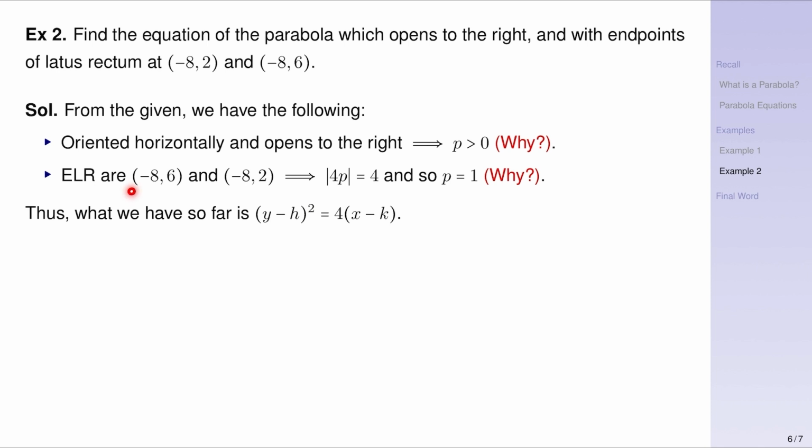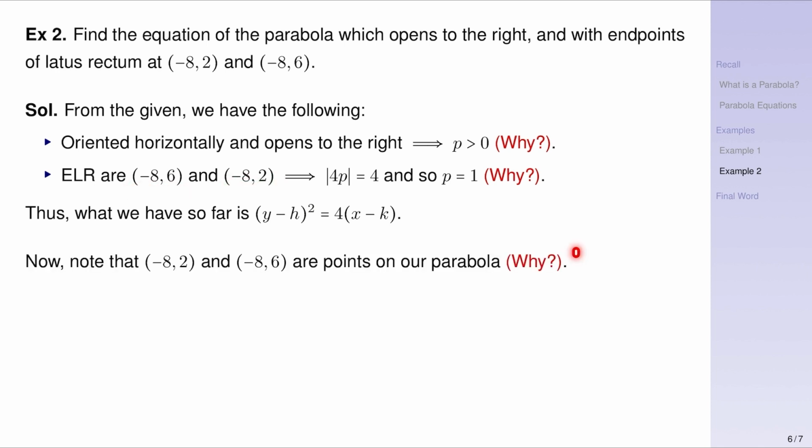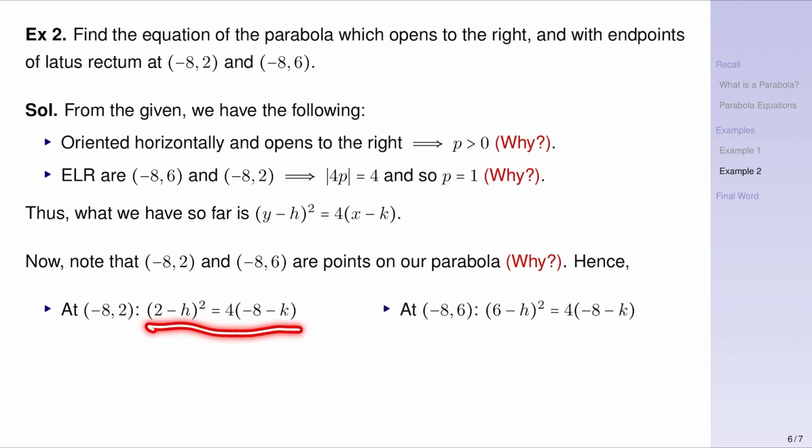Well, we can use these points, since these points are points on our parabola. And why is that? Just recall that from the definition, the latus rectum is the line segment wherein its endpoints are on our parabola. And once you have that, take note that if these two are points on our parabola, then if we plug this into our equation, it must hold. Or in other words, at negative 8, 2, this equation must be true, and at negative 8, 6, this equation must be true. Basically, we just plug in negative 8, 2 out here and negative 8, 6 out here.